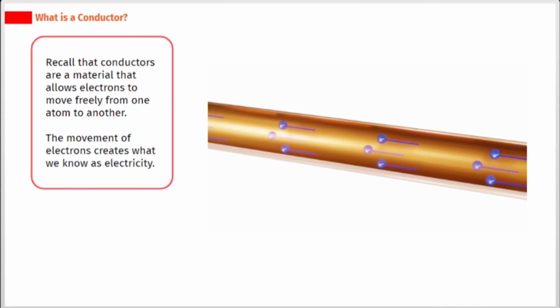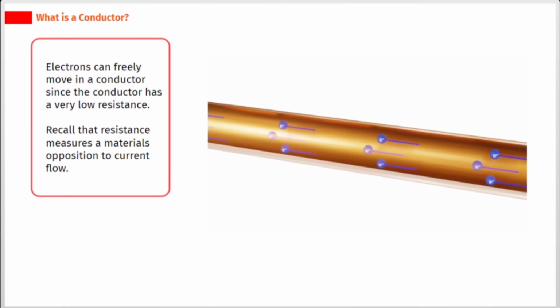Recall that conductors are a material that allows electrons to move freely from one atom to another. The movement of electrons creates what we know as electricity. Electrons can freely move in a conductor since the conductor has a very low resistance. Recall that resistance measures a material's opposition to current flow.